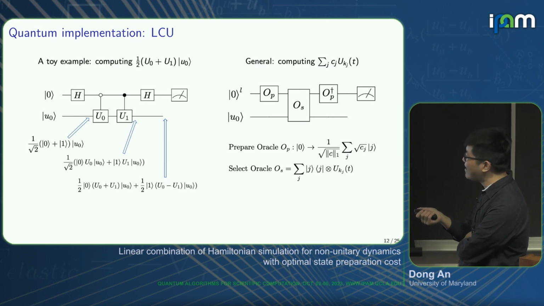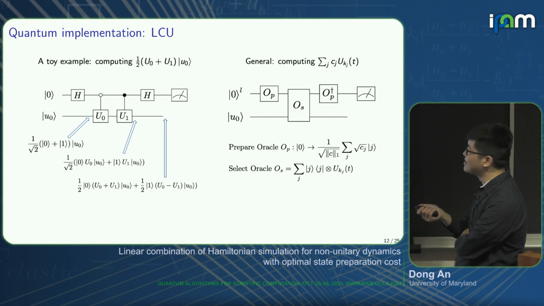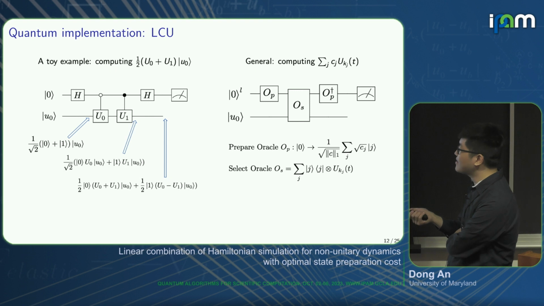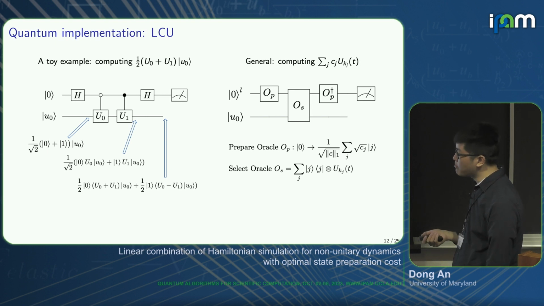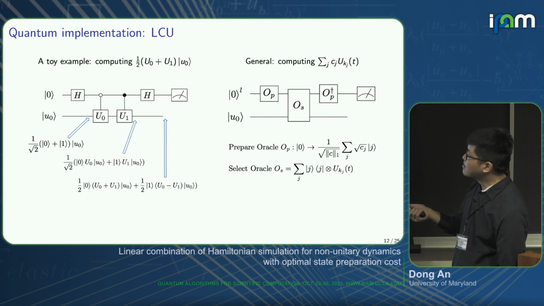I add one more ancilla qubit, and I start with the ancilla qubit and apply a Hadamard gate. After applying the Hadamard gate, I have a uniform superposition in my ancilla qubit, and in the system register I have my input state. After that, I apply the key part of the LCU algorithm, which is the controlled operation of the unitaries. I apply the controlled version of U0 and U1. The control means that if the value in my ancilla register is 0, then I apply U0, but if the value in my ancilla register is 1, then I apply U1.